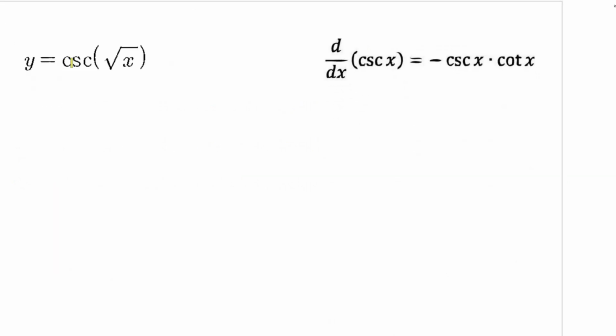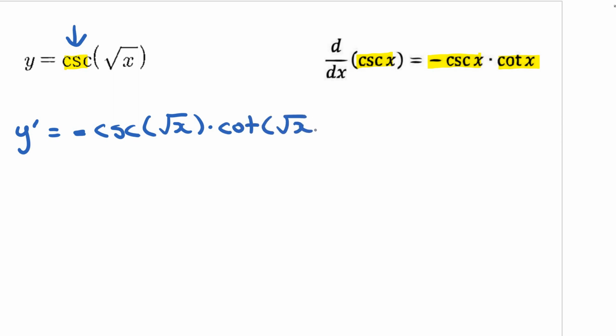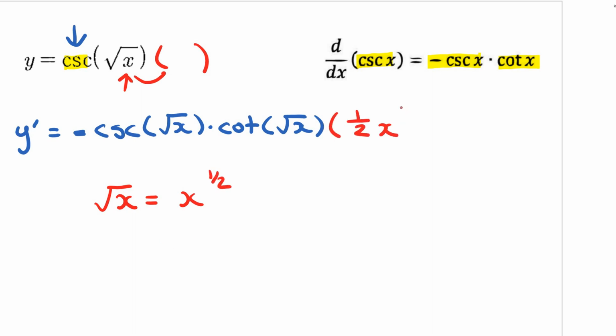Okay, the next one here, I need to find the derivative of cosecant of something, and the derivative of cosecant, once again, is negative cosecant x cot x. So if I find the derivative here, y prime, the derivative of cosecant there is negative cosecant root x times cot of root x. Okay, and then the chain rule states that I need to take the derivative of the inside right there, right? So I know that root x is the same thing as x to the power 1/2, and if I take the derivative of that, I get 1/2 x to the power of negative 1/2, and then I close the bracket there.